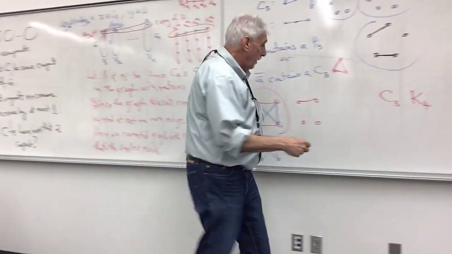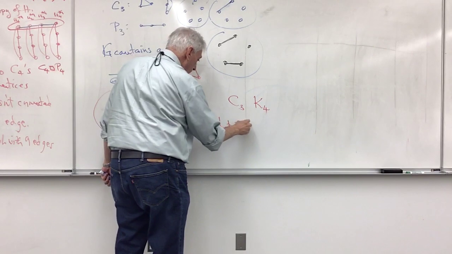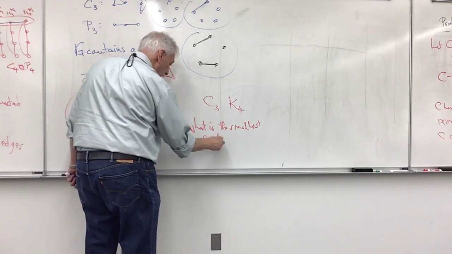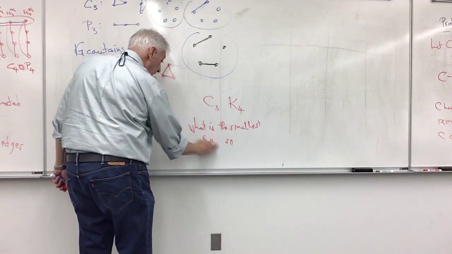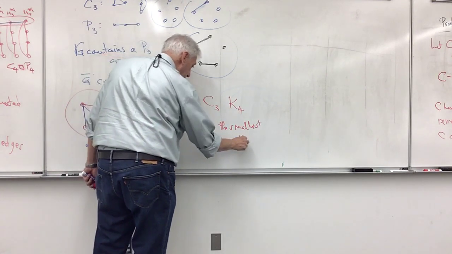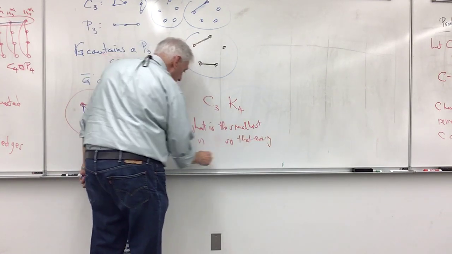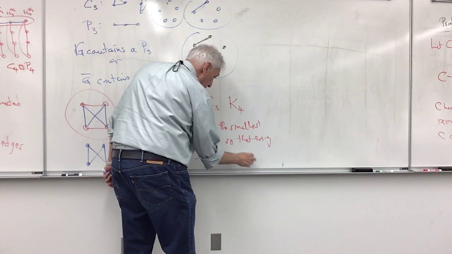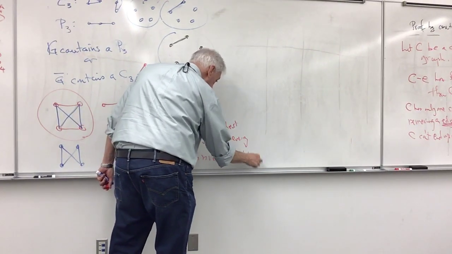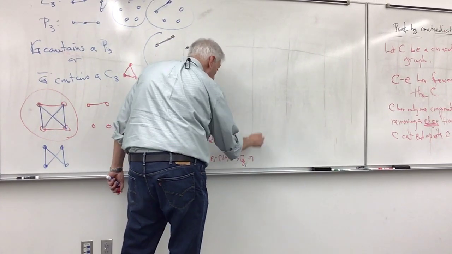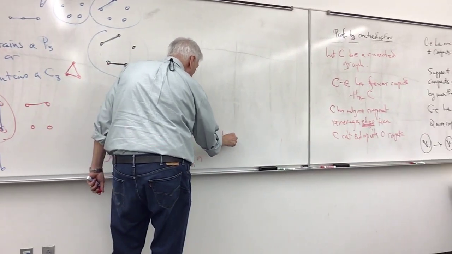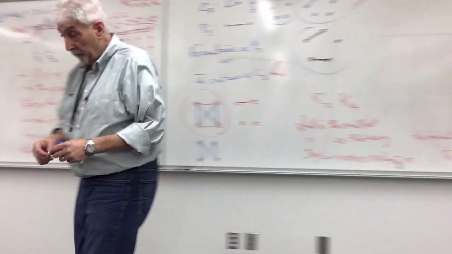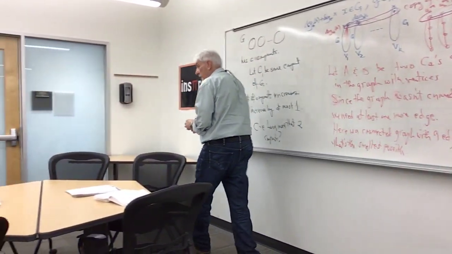Okay, here's the question. What's the smallest n so that every graph on n vertices contains C3, or the complement contains K4? By the way, C3 and K3 are the same.